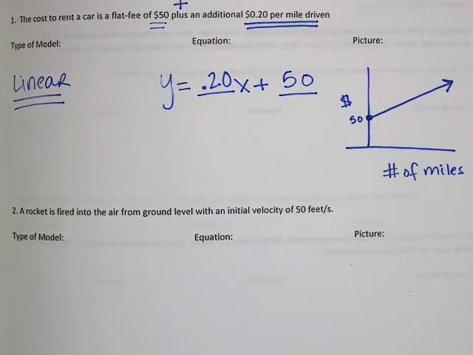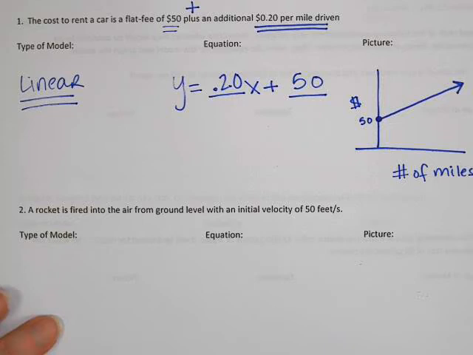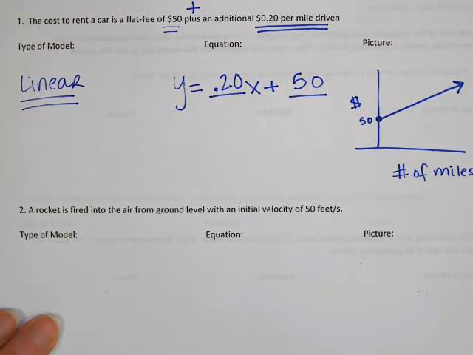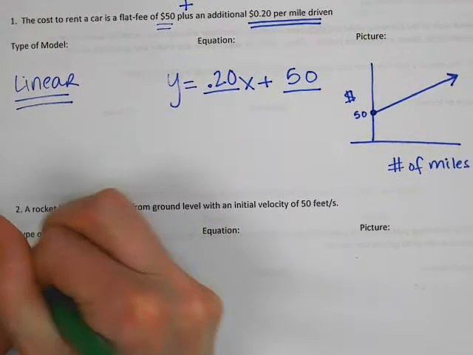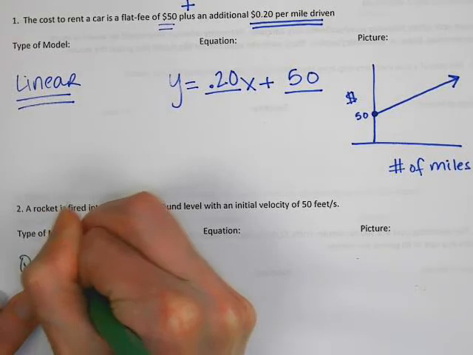All right, number two. A rocket is fired into the air from ground level with an initial velocity of 50 feet per second. What type of model is this? Rockets go up and then come down, so that's going to be a quadratic model.